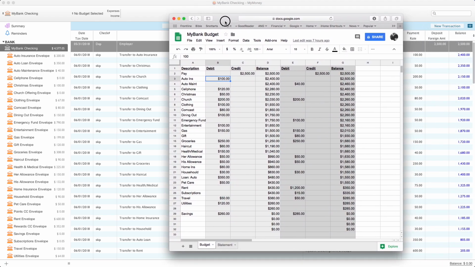So I use a spreadsheet. It could be in Excel. This is a Google Docs spreadsheet. So again, here's the assumption. Here's the first half of the month. Here's the second half of the month. Okay. So my $2,500 comes in, and I then divvy that money out.